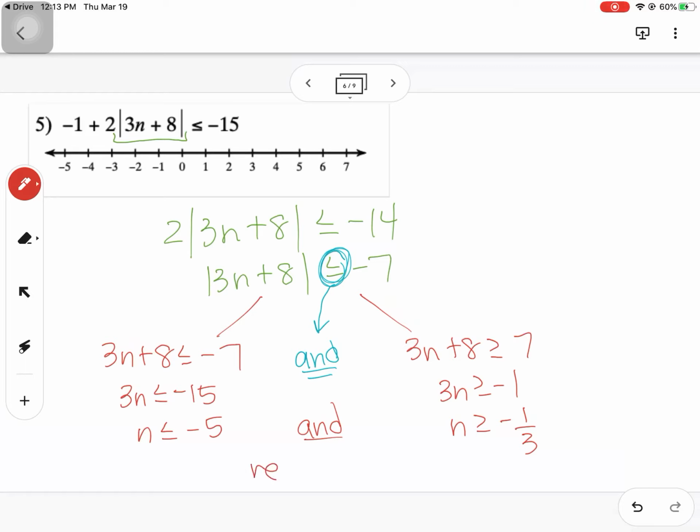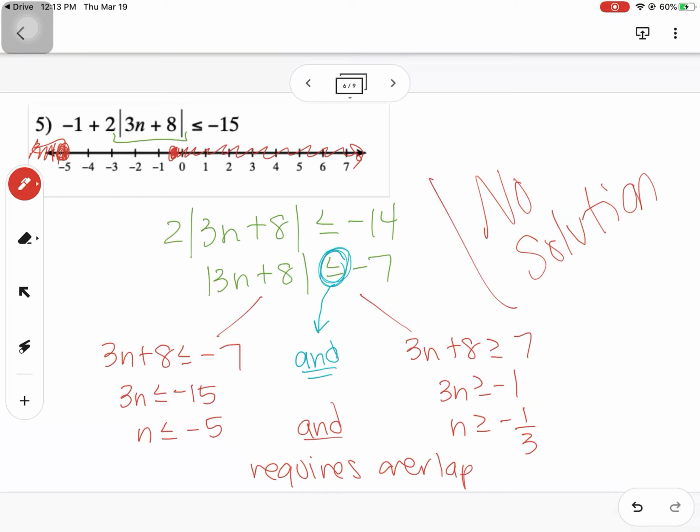This is an and, which requires overlap for there to be an answer. So when I go to graph them, n is less than or equal to negative 5. It'll be a closed circle and shade to the left. n is greater than or equal to negative 1/3. When I shade these, there is no overlap, which means this is no solution.